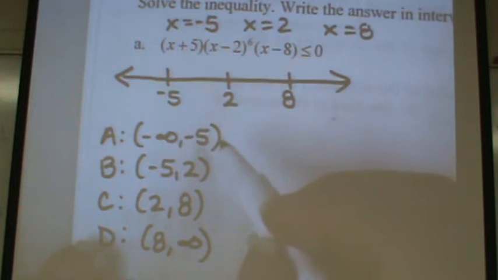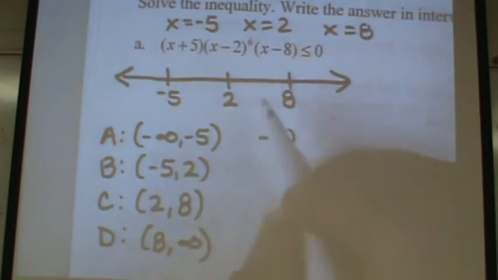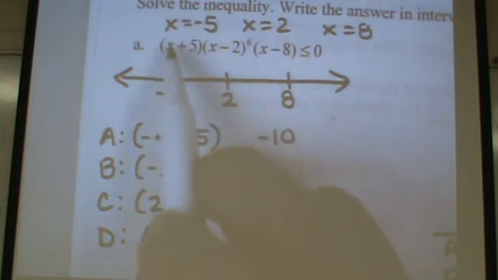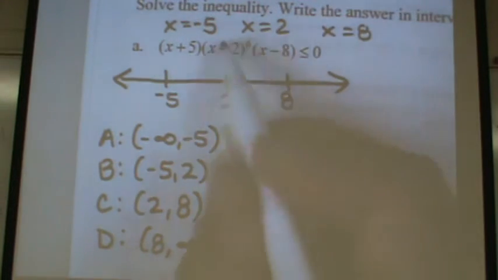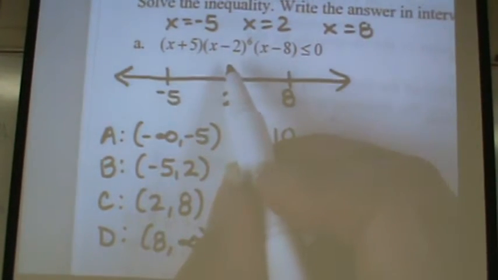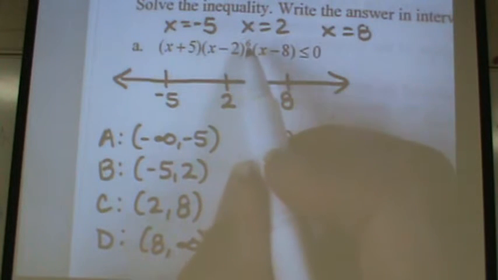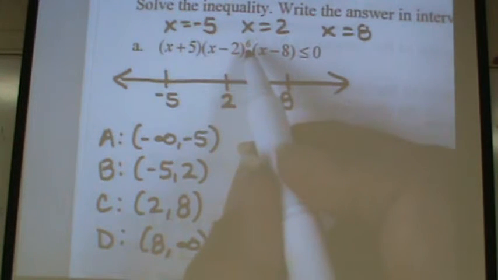So let's pick -10 for this one. If we put -10 here, is this going to come out positive or negative? What's negative 10 plus 5? Is it positive or negative? Negative. Now this is a tricky one here. It's an easy one actually. No matter what number you put here and you raise it to the 6th power, what's it going to come out to be? No matter what, positive, because it's an even power.